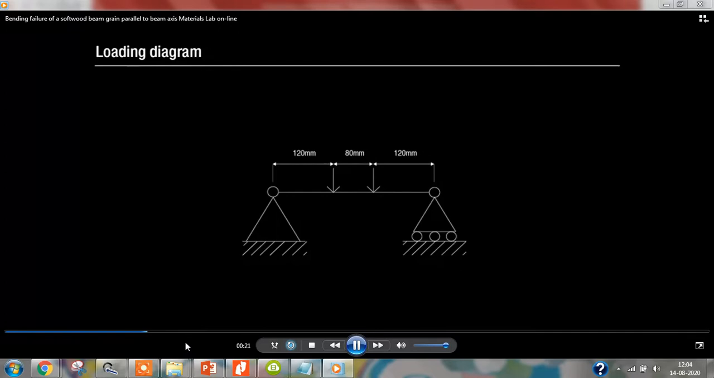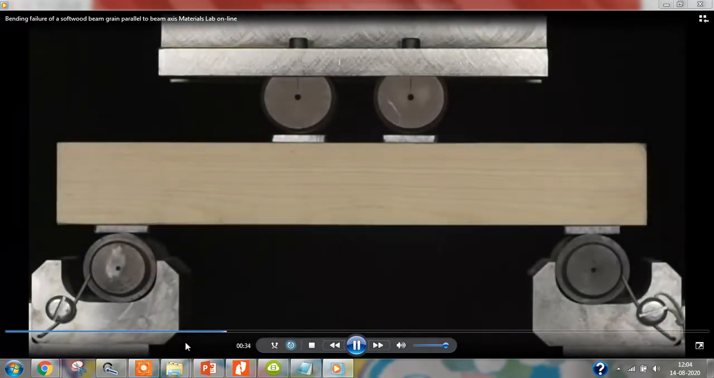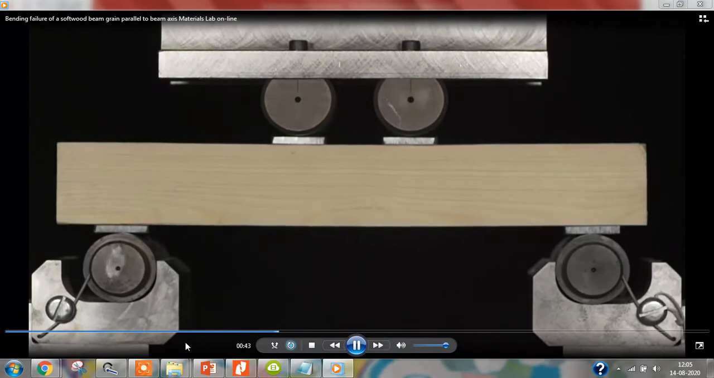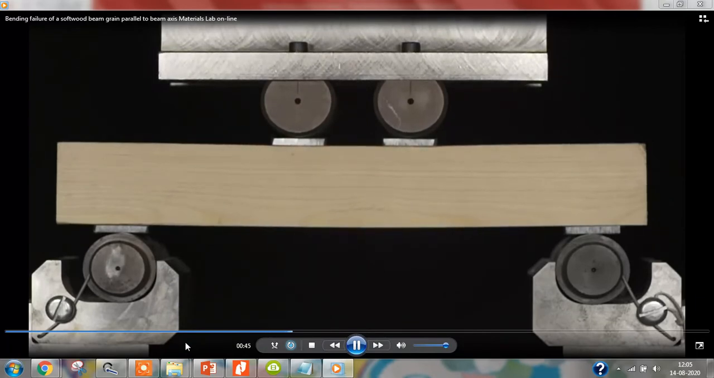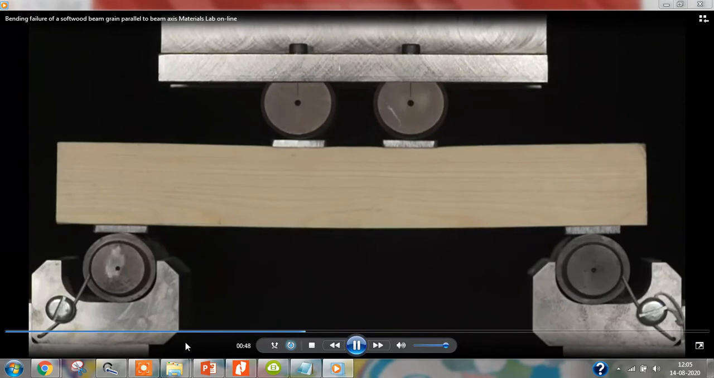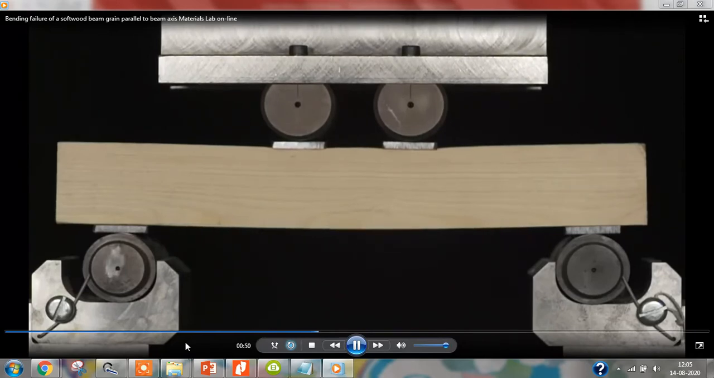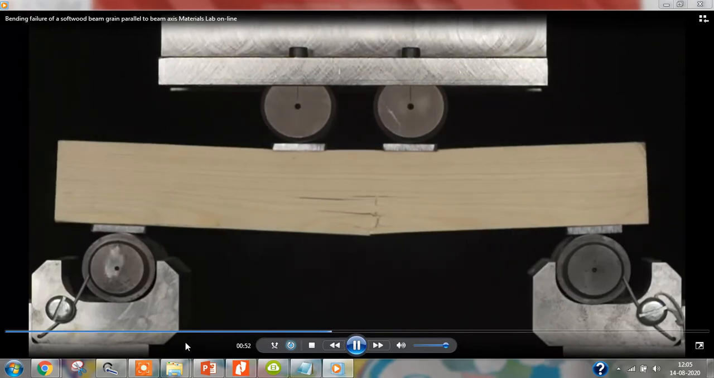The loading diagram shows the simply supported beam subjected to 4-point bending. Under this loading arrangement, the bending moment in the central part of the beam is constant. A pair of equal vertical loads is now starting to be applied to the central part of the specimen, and we begin to see the beam bending under the load. This continues until the extreme fiber stresses in the tensile zone reach the failure strength of the wood and brittle fracture occurs.